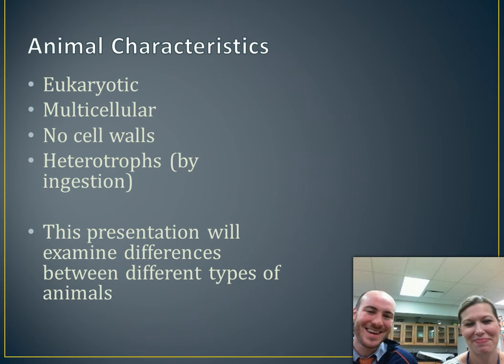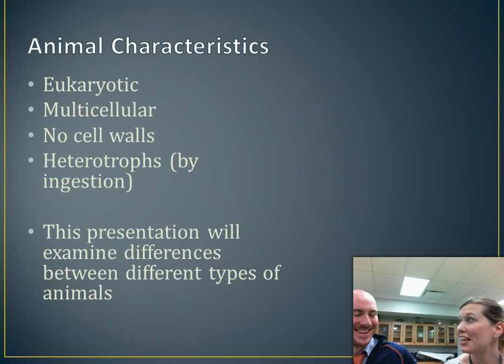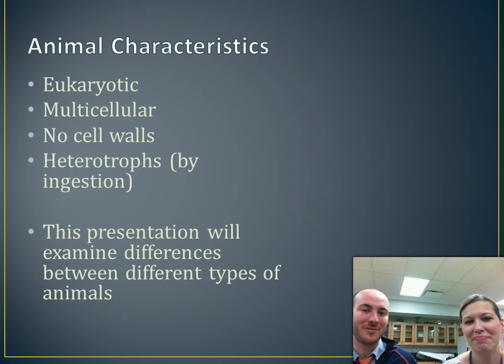So anyway, animals, you should know all these at this point, but animals, as we talked about, are eukaryotic, multicellular, they don't have cell walls, and they're heterotrophs. The way that they get their nutrition is by ingestion, which means taken through the mouth or an opening. At this point, we talked about fungus. Fungus are also heterotrophs, but they digest outside their body. Animals ingest inside their body.